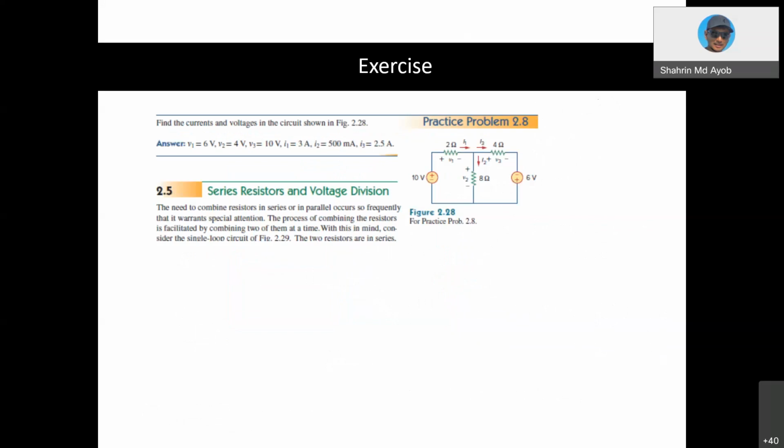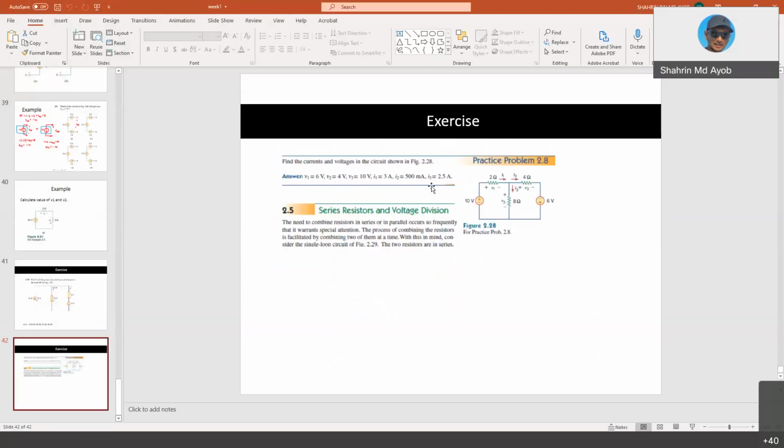Okay, this is the last exercise. This is quite challenging compared to the previous exercise, so I want to do this in a different style.